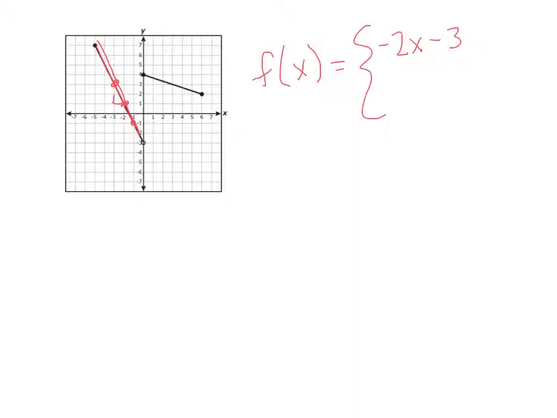But it's not the rule on all x's, it's only the rule on a few x's. So we need to be sure that we include that when we write our piecewise function. They start at negative 5 and they go up to 0. Now at negative 5 it's a closed circle, so we could say that negative 5 is less than or equal to x, because we have a closed circle there. But at 0 it's open, so we would say it's just less than 0. So for all those x's between negative 5 and 0, including negative 5, the rule is negative 2x minus 3.